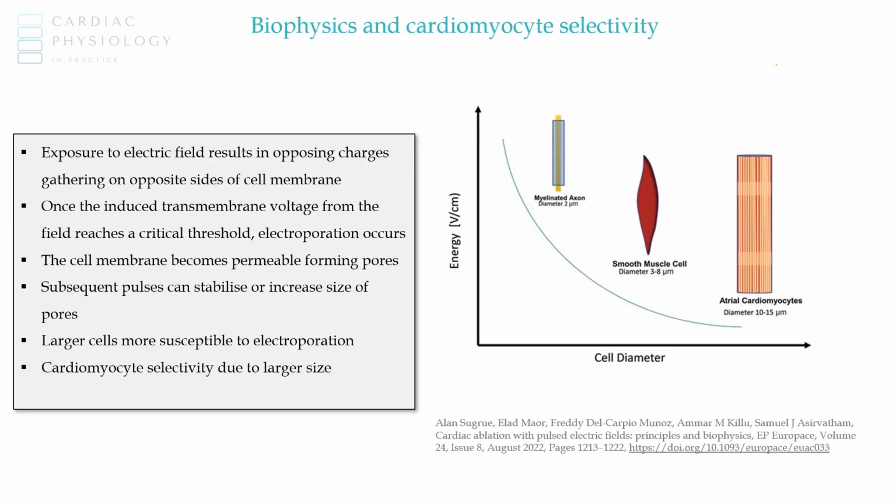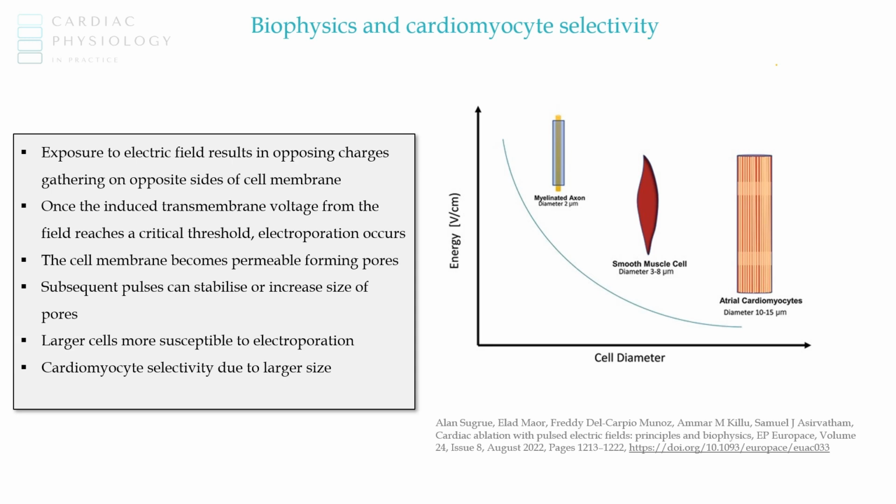So the exposure to the high-intensity electric field results in opposing charges gathering on opposite sides of the cell membrane, and once the induced transmembrane voltage reaches a critical threshold, then electroporation occurs. The cell membrane becomes more permeable, forming pores, and the subsequent pulses in each train can stabilize or increase the size of the pores. And once it gets to a critical size, then the membrane is completely destabilized and the cell undergoes apoptosis or necrosis.